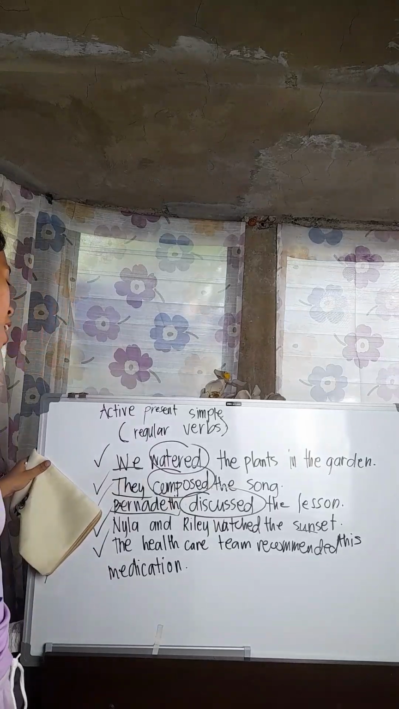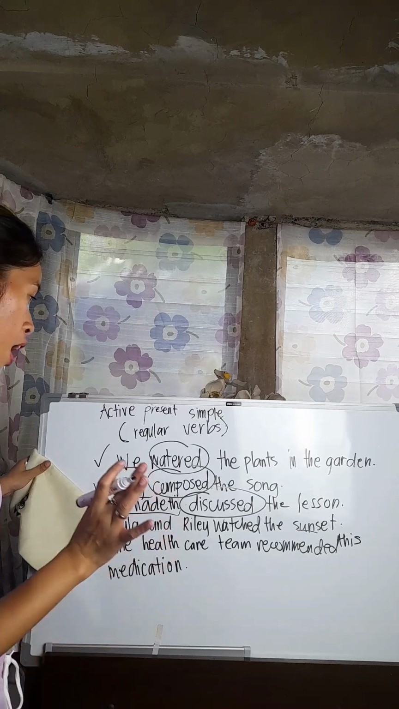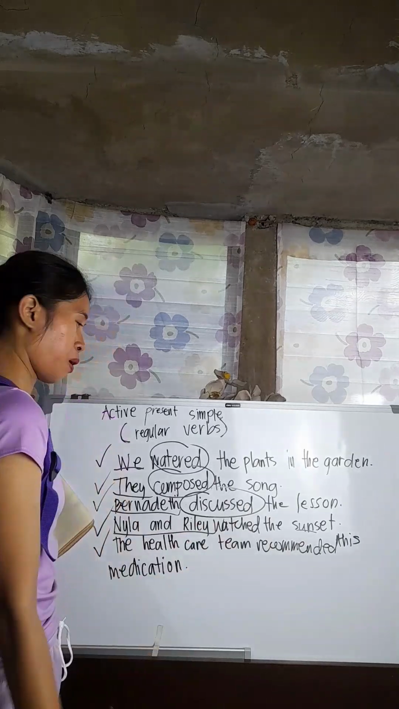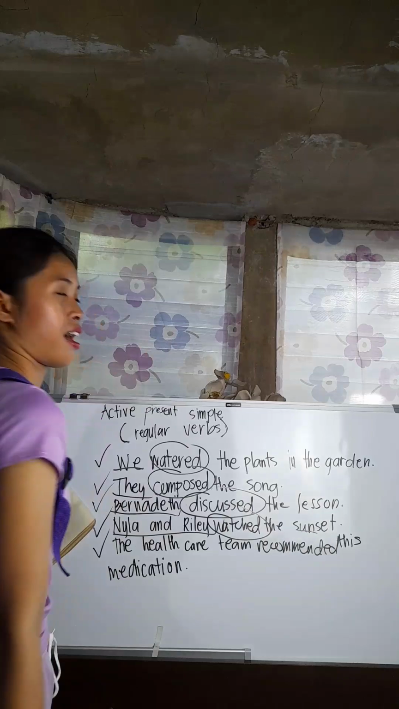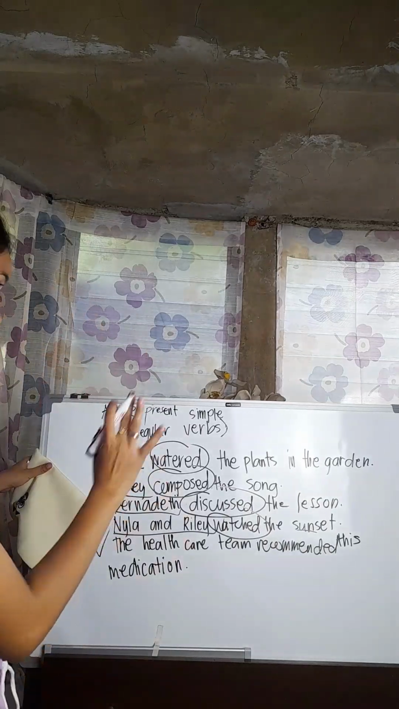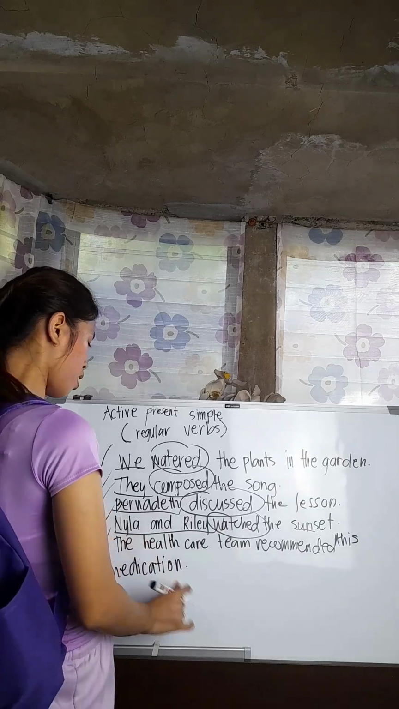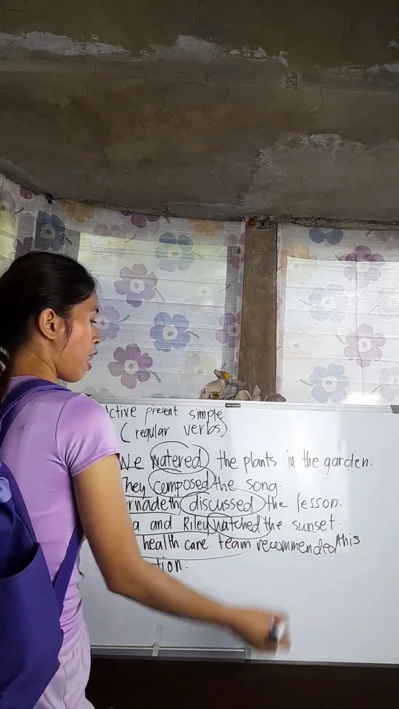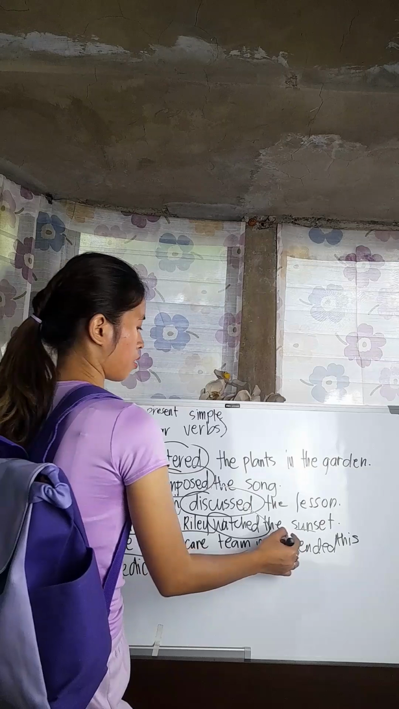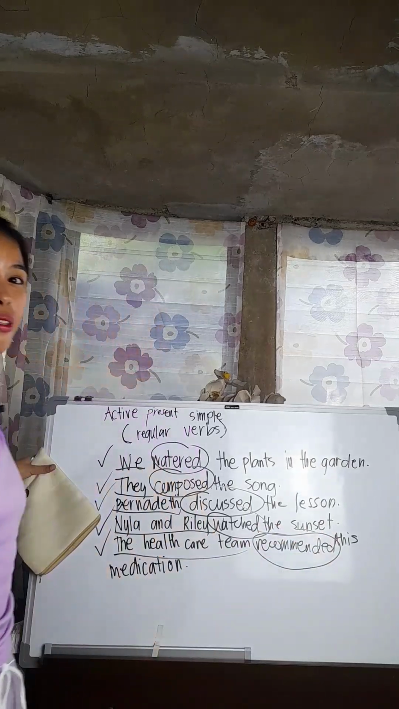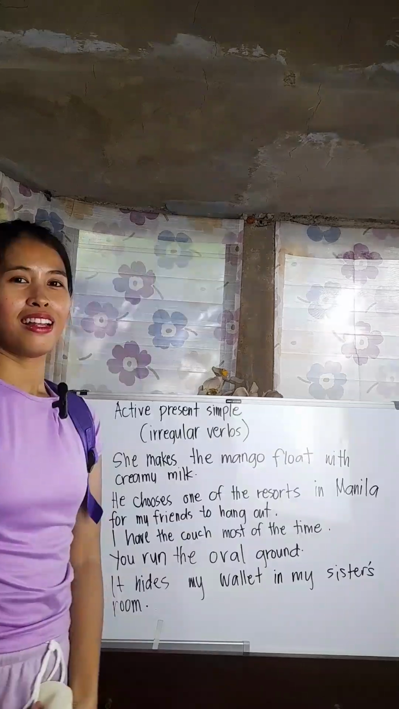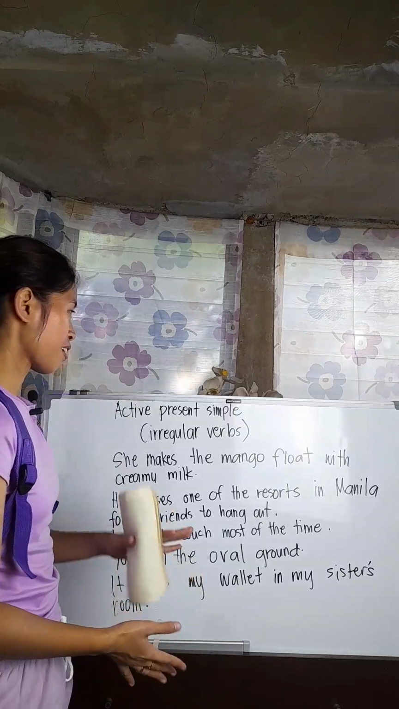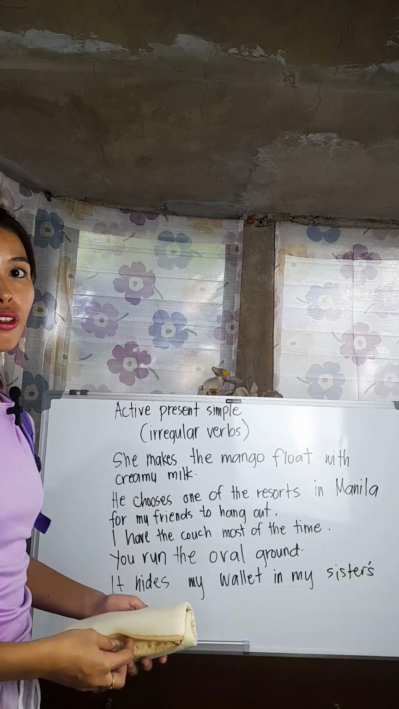Next, Nyla and Riley watched the sunset. Nyla and Riley as the subject, watched as the past simple verb. Next, the healthcare team recommended this medication. The healthcare team as the subject, recommended as the past simple verb. Let us move on to the examples of active present simple with irregular verbs.